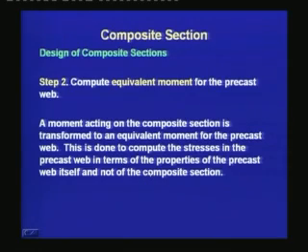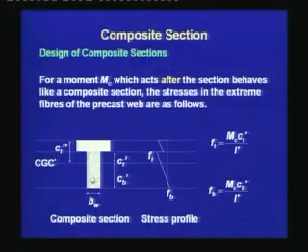Thus, the definition of the equivalent moment is for convenience: whatever moment is acting on the composite section, we are finding an equivalent moment such that we can find the stresses in the precast web by the properties of the precast web itself and not by the properties of the composite section. For a moment Mc, which acts after the section behaves like a composite section, the stresses in the extreme fibers of the precast web are as follows.